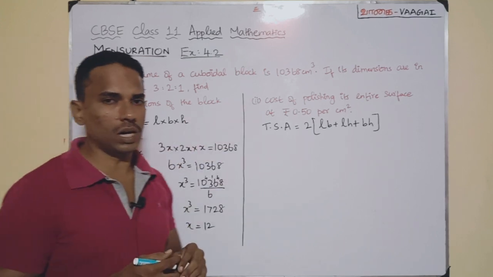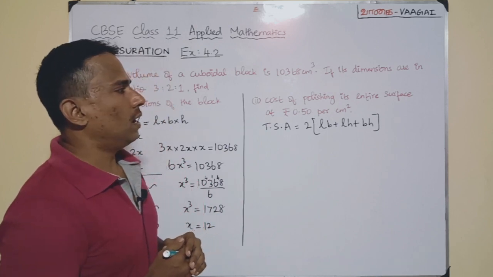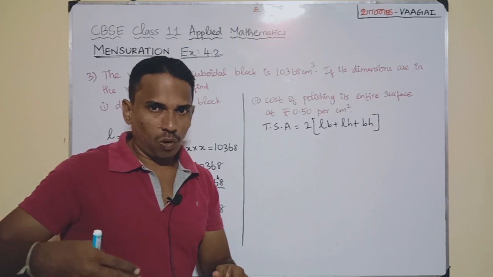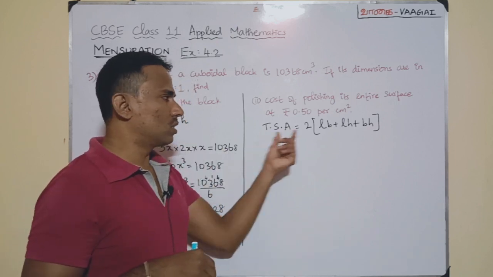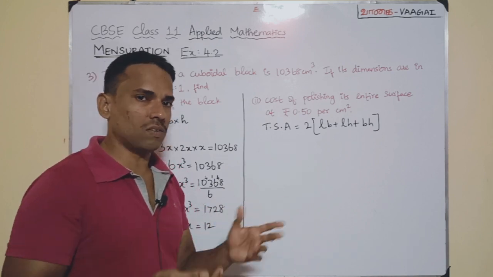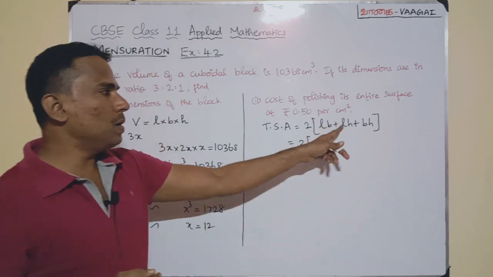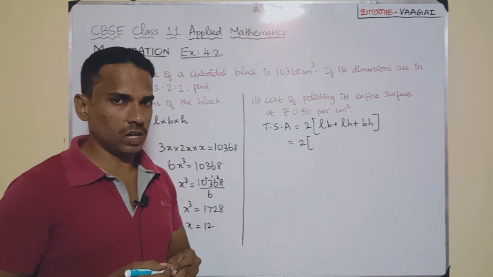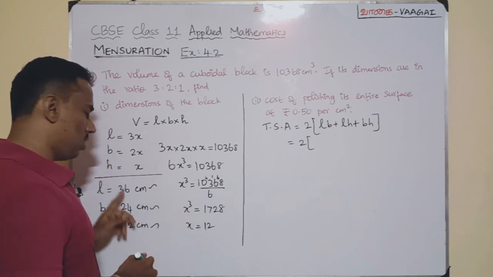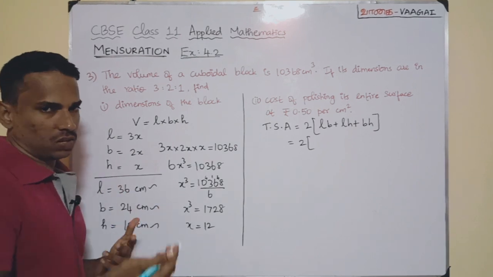Now come to the second subdivision. Here we need to find the cost of polishing the entire surface, which means we are going to polish the total surface area. So first of all, we need to find the total surface area. It will be 2 into (LB + LH + BH). Instead of directly substituting the values, let me substitute in terms of x and find the value first.